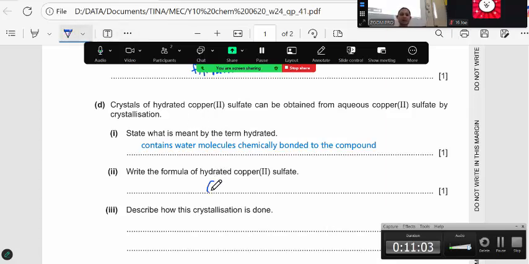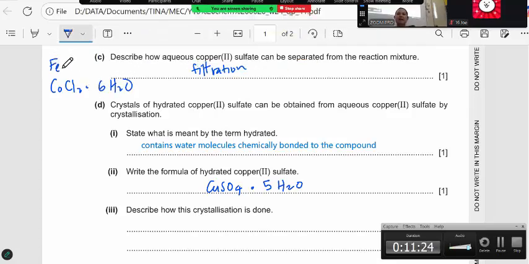Hydrated copper(II) sulfate. You don't need to memorize this now, but there are three numbers you need to memorize. Hydrated copper(II) sulfate is 5. Cobalt chloride hydrated is 6. Then iron(III) oxide hydrated is 2. These three you must memorize.